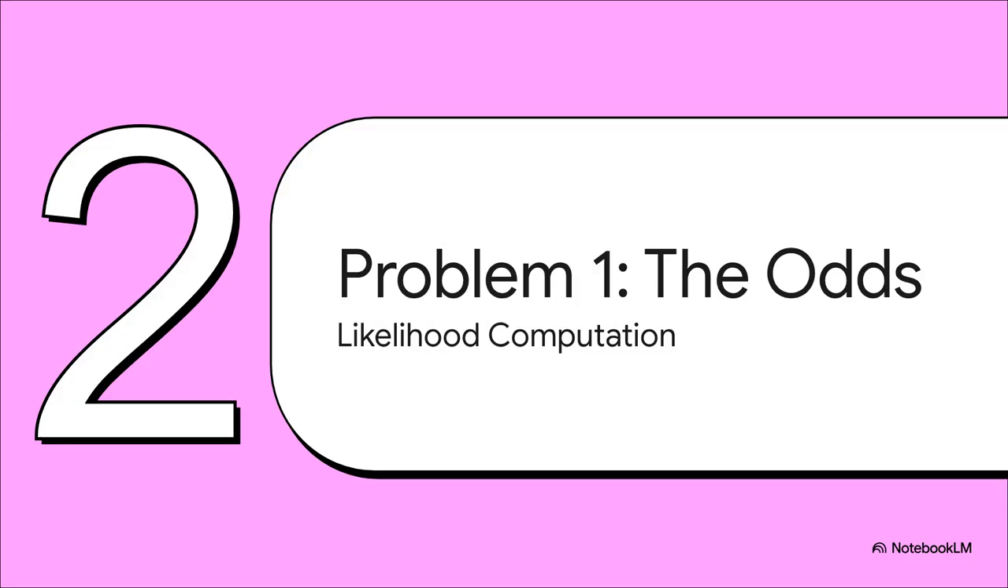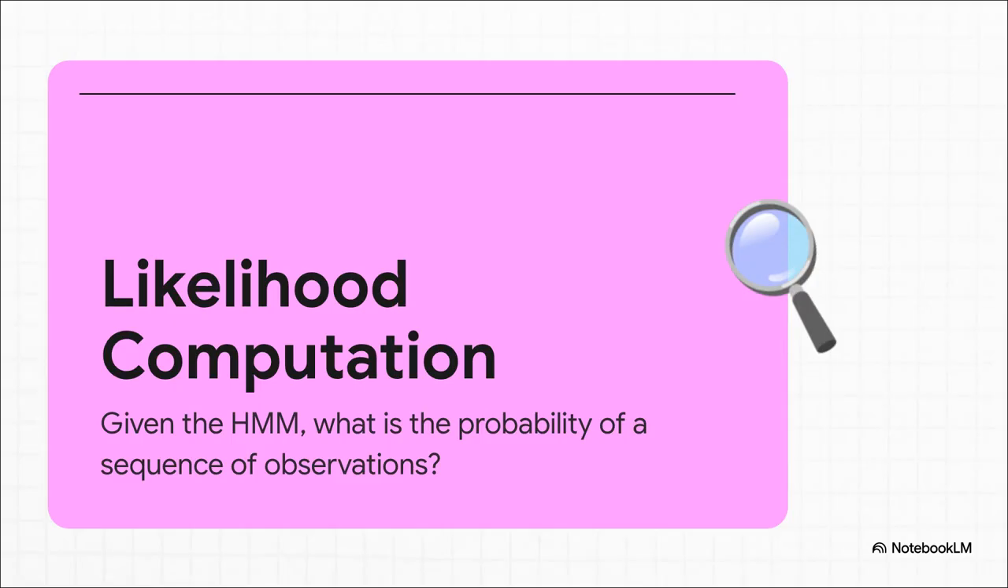All right, so now that we've got the basic idea of the model, we can actually use it to answer two really big questions. The first one, it's all about probability. Basically, what are the odds? Now, in the lingo, this is called likelihood computation. But what does that really mean?